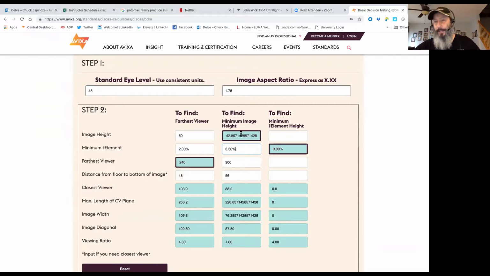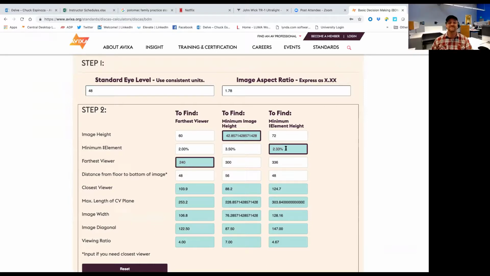To find the element height, say your client says, okay, I have a 10-foot ceiling. I want the bottom of my image to be at eye level height, so I have 6 feet to work with, 72 inches. So okay, let's enter that. I have a 72-inch image height. My furthest viewer is 33 feet, so we're looking at 336 inches. And the distance from the floor, what we said, is 48. So I can get away with a 2.3% element height. So this is finding the minimum element height. So now they can go back and design their content.